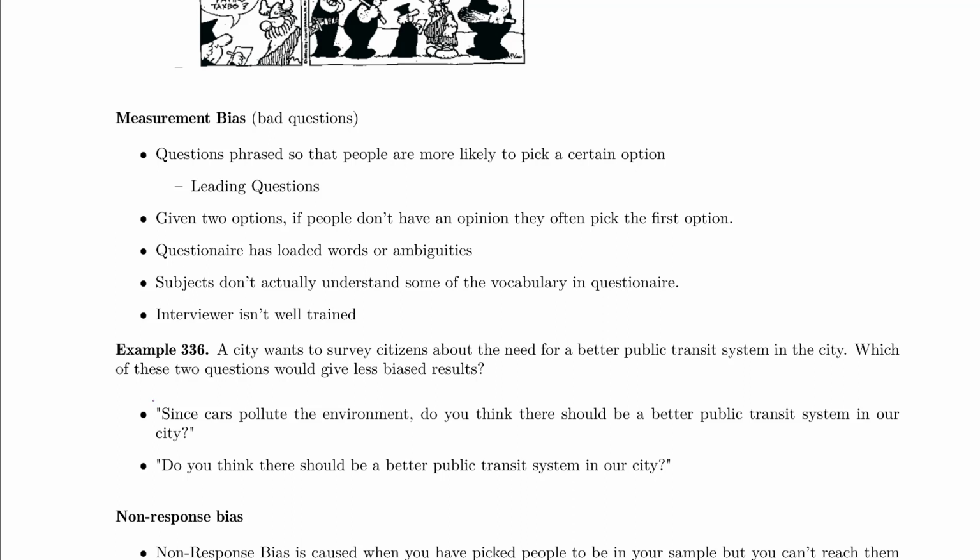So this first one, notice, since cars pollute the environment, okay, this is leading. It's telling them that you think cars are bad, and it's telling them they should vote yes. Like, how is someone supposed to read this question and vote no? Okay, you can only do that if they say, I don't care about the environment, basically. And so this is a leading question. This is a bad question.